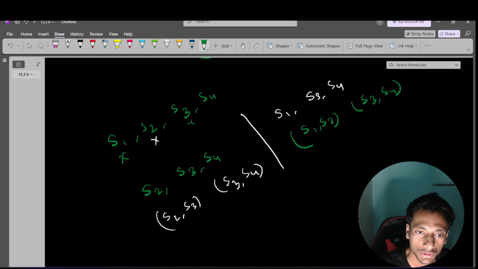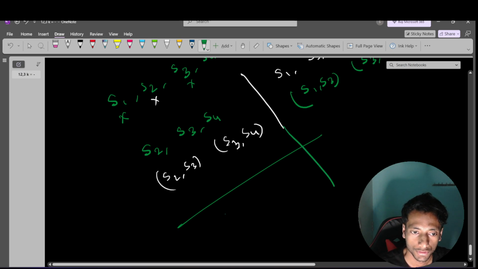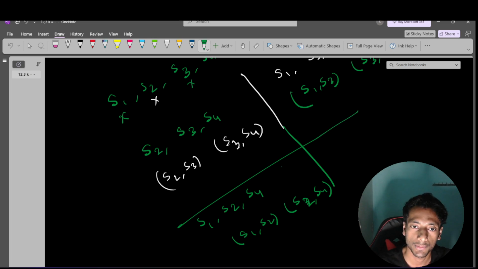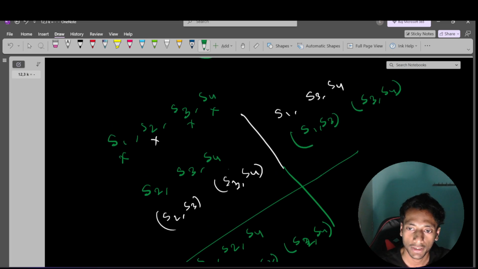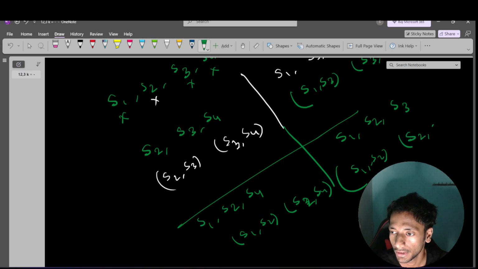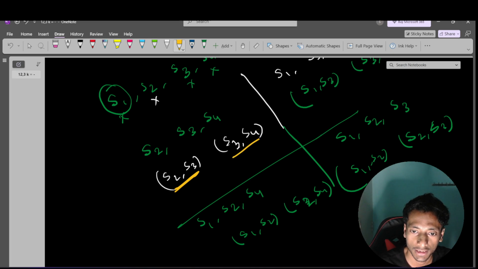Correct? Now suppose I have removed s3. Then our modified array will look like s1, s2, s4. So the possible adjacent pairs are s1, s2 and s2, s4. Next, suppose I have removed s4. So the modified array will look like s1, s2, s3, and the pairs will be s1, s2 and s2, s3. Clear? So that means when I remove the first element, s1, our pairs are still s2, s3 and s3, s4.